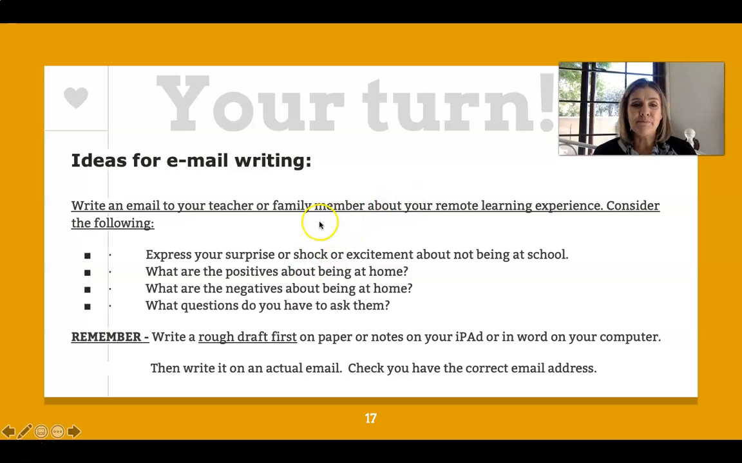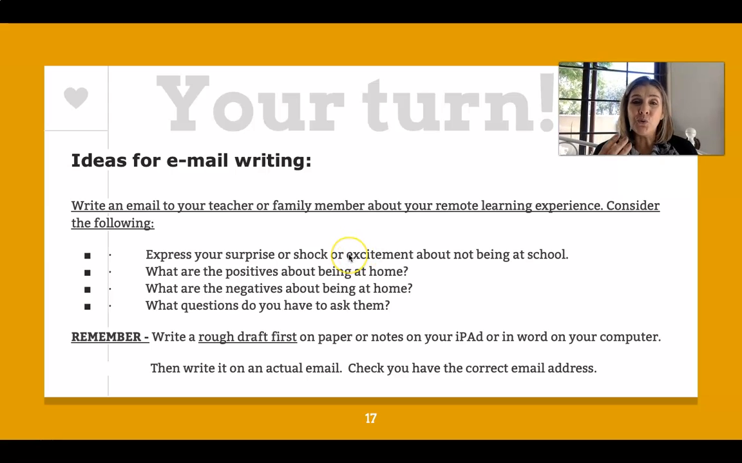You could even write to your teacher or your family member about your remote learning experience. I know some children have been learning remotely. Some of you are at school. But consider the following. You could write about how you're enjoying being at school or remote learning, being at home. Your shock or surprise about not being at school. What are the positives about being home? What are the negatives? What questions do you have to ask them?